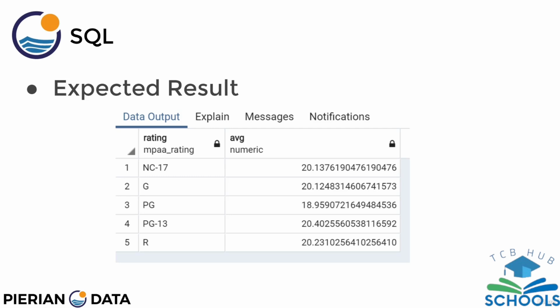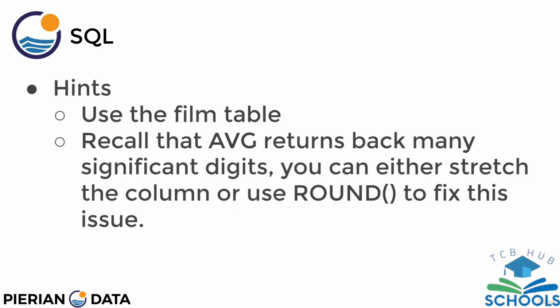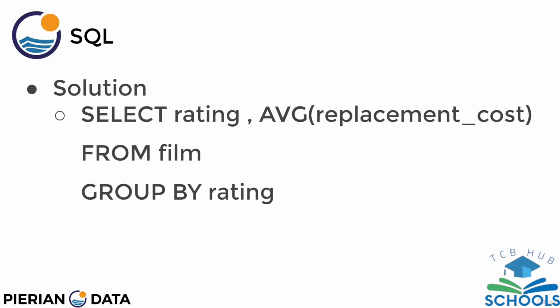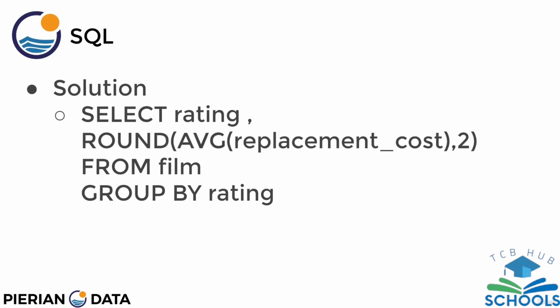Here comes some hints. The hint is to use the film table and to also recall that average returns back many significant digits. So you can either stretch out the column as you just saw, or you can use the round function to fix this issue. And here comes the solution. So the solution is to select the rating column and then apply the average function on the replacement cost column from the film table and then group by rating. As we previously mentioned, the average function produces many significant digits past the decimal point. So if you wanted to, you could pass this into round and then only select 2 places past the decimal.